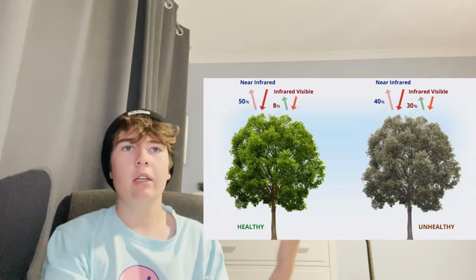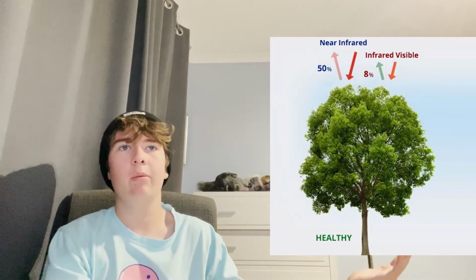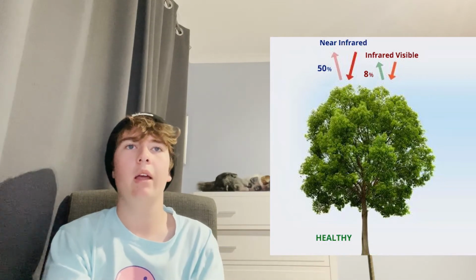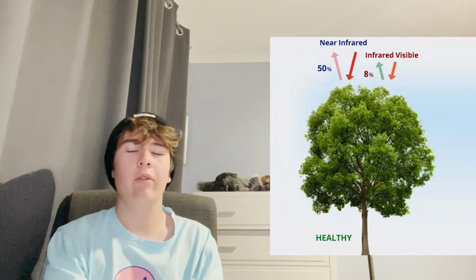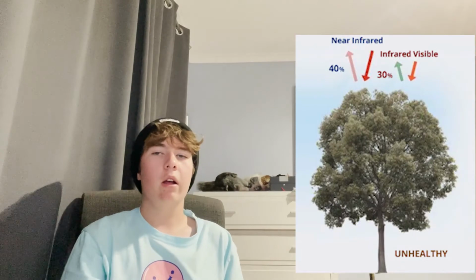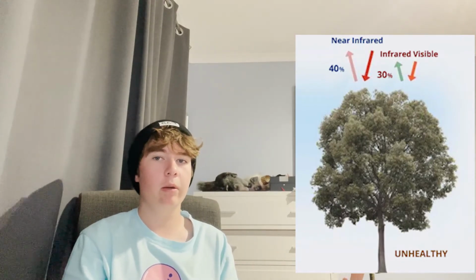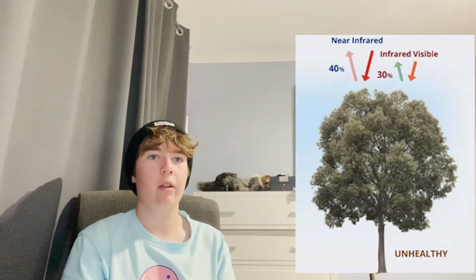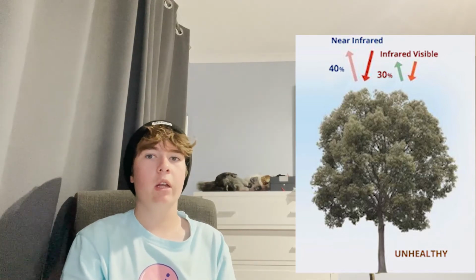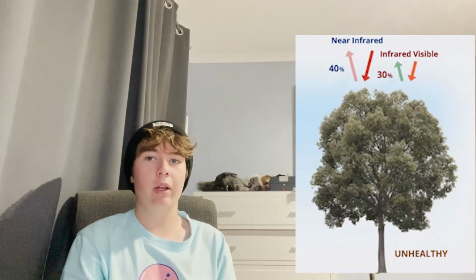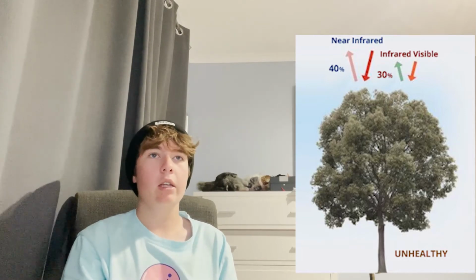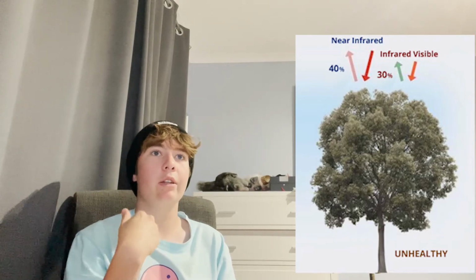So, as seen here, the healthy tree reflects 50% of near-infrared light and only 8% of visible light. This is why unhealthy plants are usually a red-brownish color compared to green plants, which are usually determined as healthy. This is because the amount of red light that is reflected, which we can see, is much higher than what it should be, so our eye perceives that it is more red.